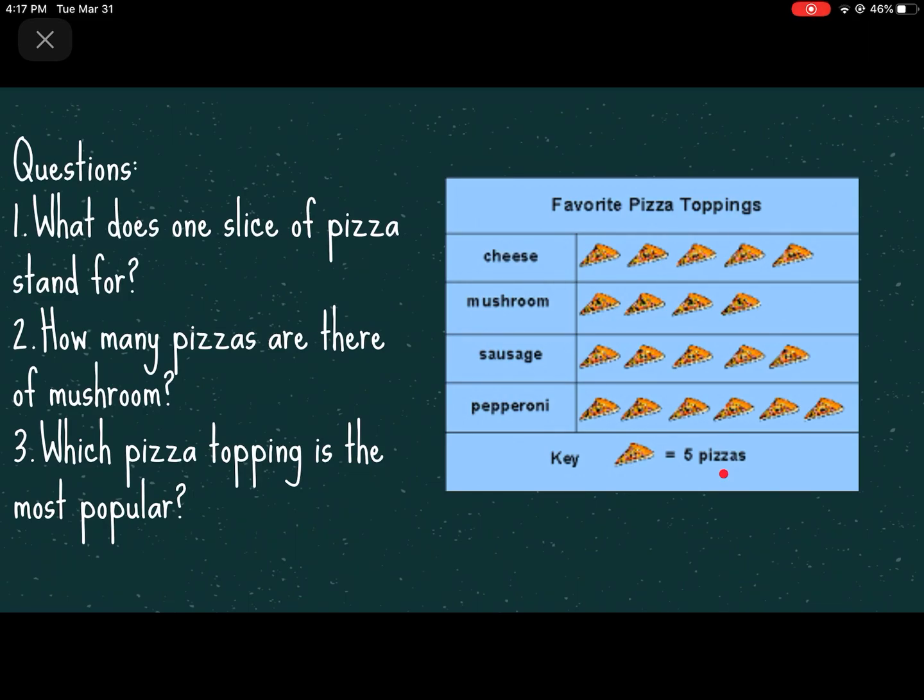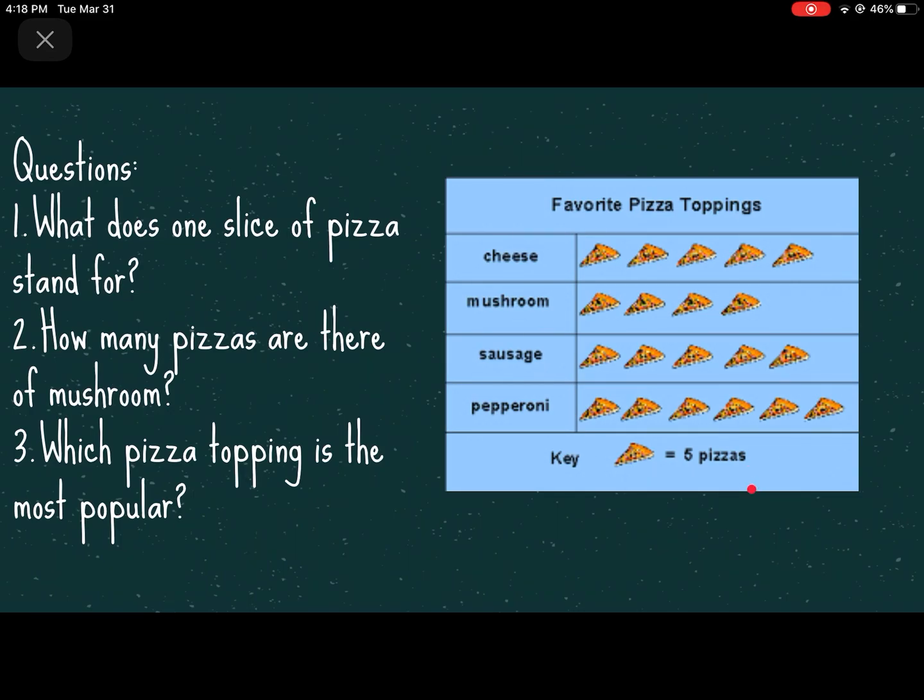How many pizzas are there of mushroom? So again, we'd count our mushrooms by 5s. 5, 10, 15, 20. So there would be 20 pizzas of mushrooms. Now you can see if you wrote 4, that would be a large difference. 20 pizzas versus 4 pizzas, that's a big difference. So you make sure you pay attention and count by the correct number.